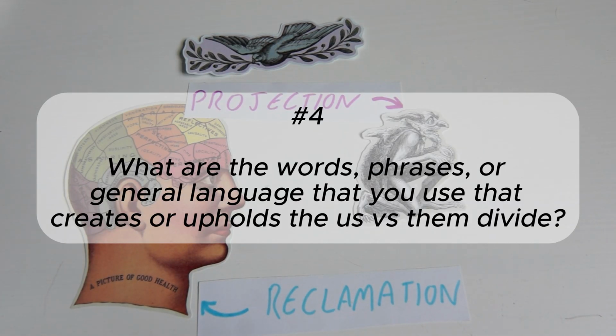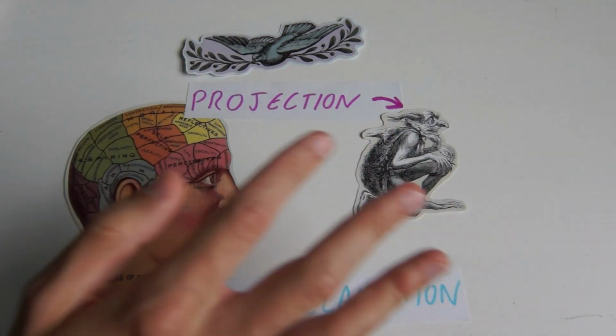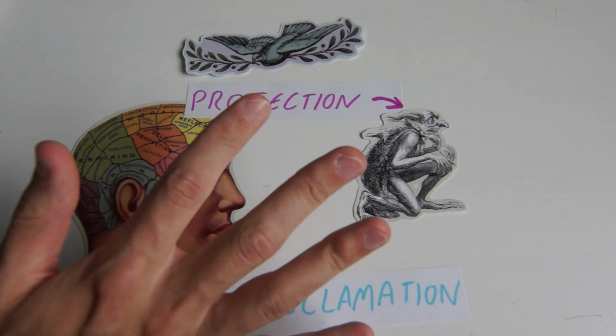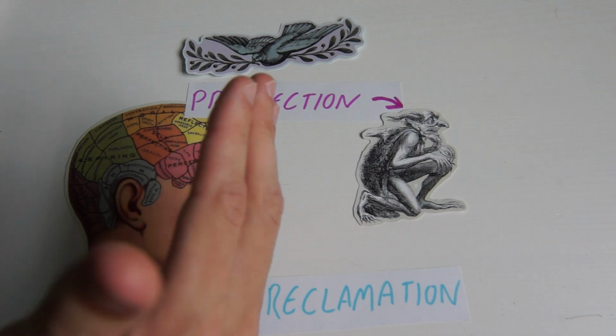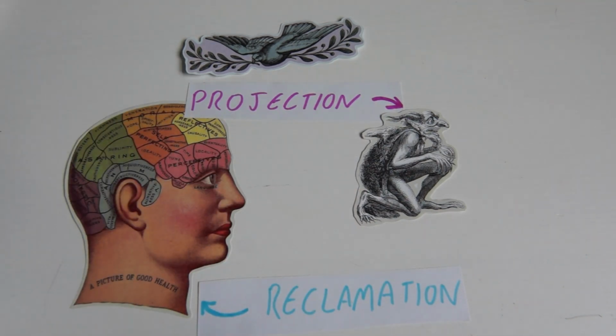And what are the words, phrases, or general language that you use that creates or upholds this us versus them divide? And come back to these at the end of the video. Even if you only answer one of them, you'll be making good progress away from that mythical mindset and towards a more holistic approach to life.